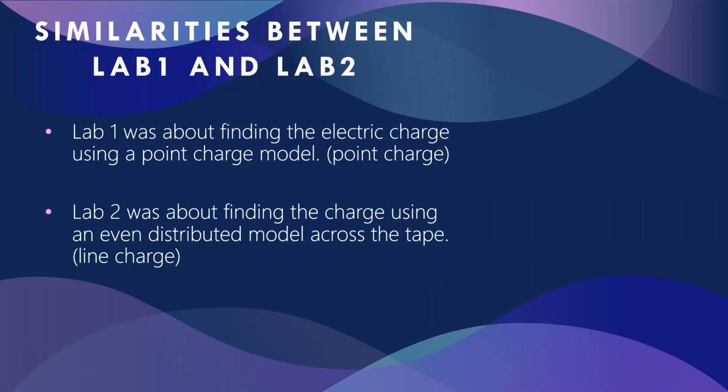Some similarities between Lab 1 and Lab 2 are that Lab 1 was about finding an electric charge using a point charge model, while Lab 2 is about finding the charge using an evenly distributed model, which was a line charge model. These gave different results.